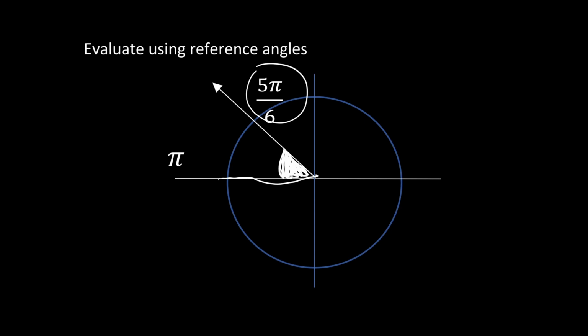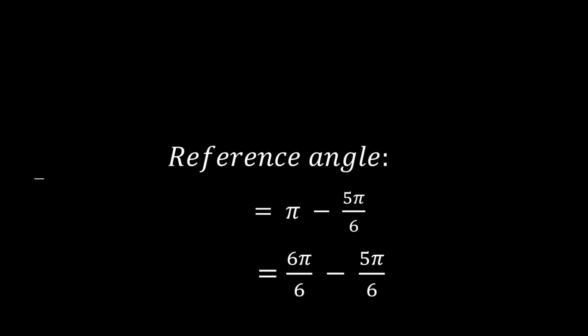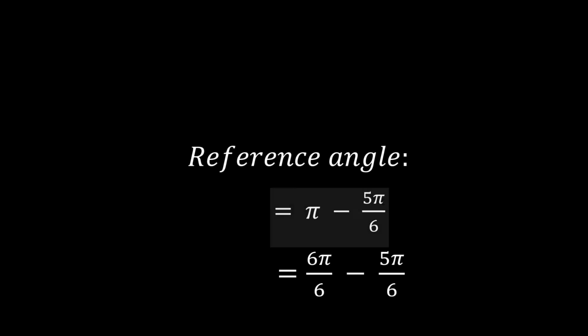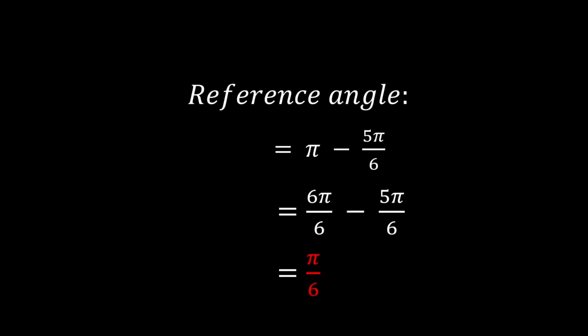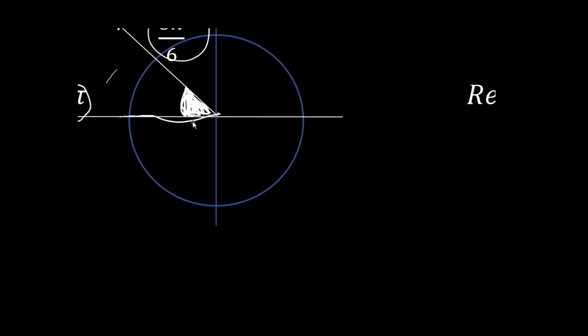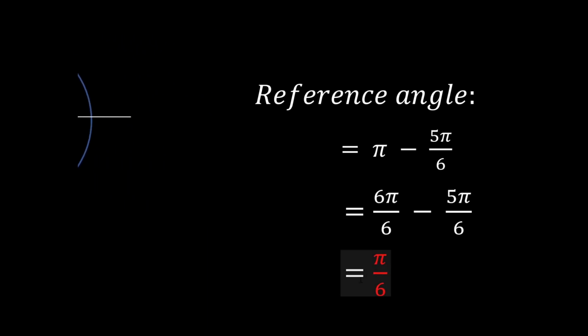So how do we find what the value of that angle is? Well, we're going to take this angle and subtract this angle from it, and it'll leave us with this middle angle. So we're going to take pi and subtract from it 5 pi over 6. So pi minus 5 pi over 6 is the same as saying 6 pi over 6 minus 5 pi over 6. And if I simplify that, my reference angle is equal to pi over 6. So this little shaded region right here, which is our reference angle, is pi over 6 radians.